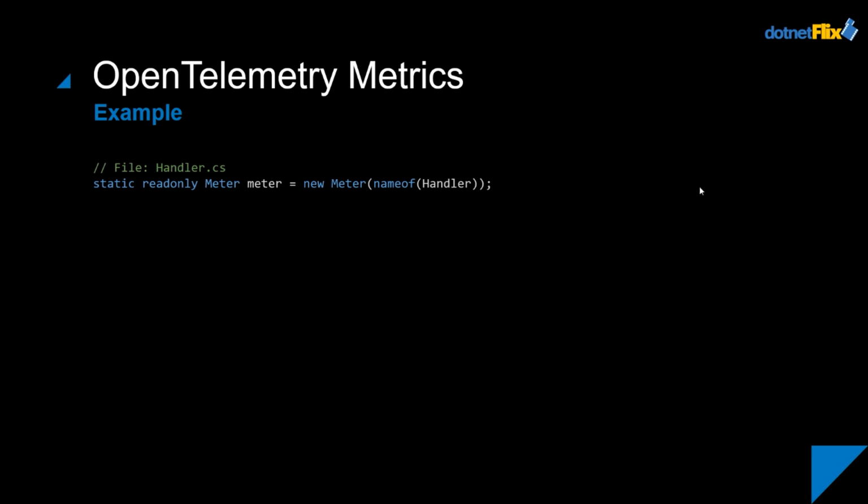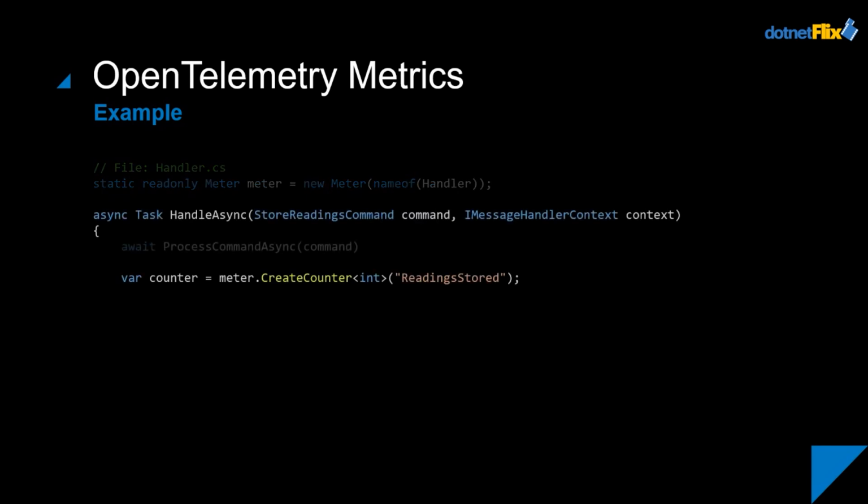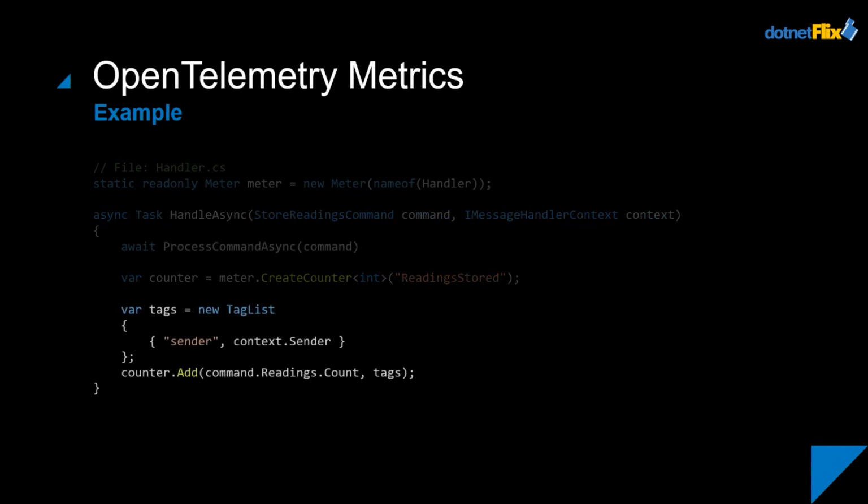So now for a little example of how you can use these new metrics APIs. We start off with creating a new meter, which you can give a name. And then we create an instrument from that meter, in this case a counter. With this counter, I am counting the number of readings that I am storing in our system. Another nice feature of the new metrics APIs is that you can add tags to the measurements that you are making.